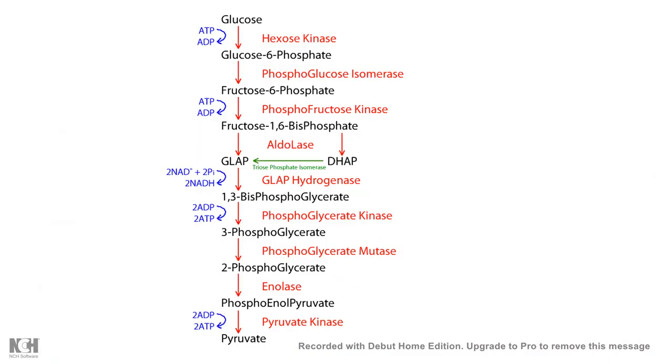Hi, in this video we are going to talk about the regulation of glycolytic pathway. As we have already learned, glycolysis is a 10-step enzymatic process where glucose is converted to pyruvate, and in this process ATP is generated along with NADH, which is subsequently used in other metabolic pathways.